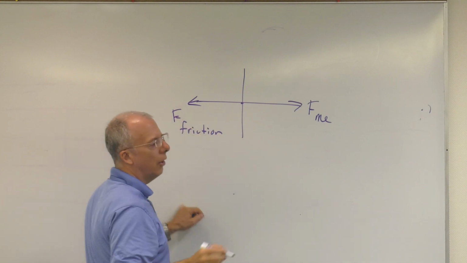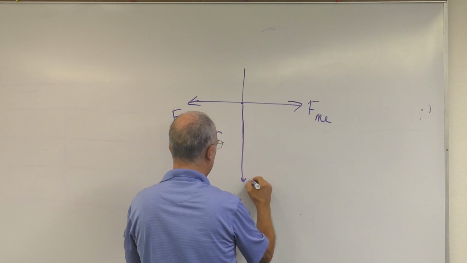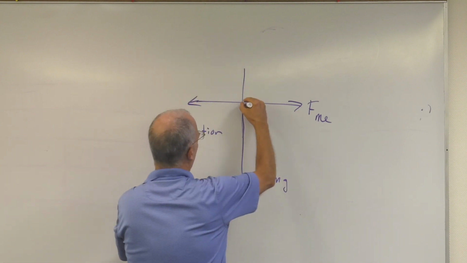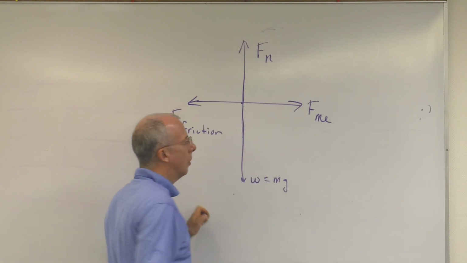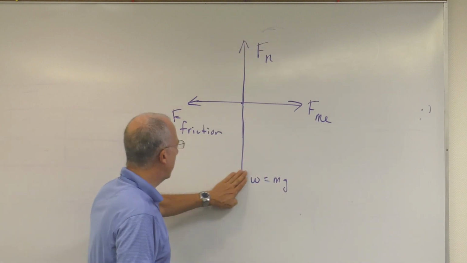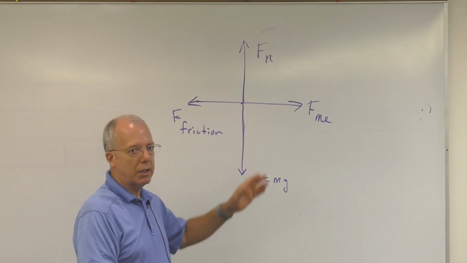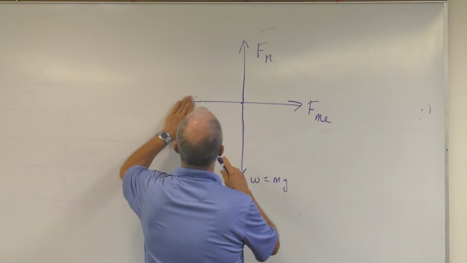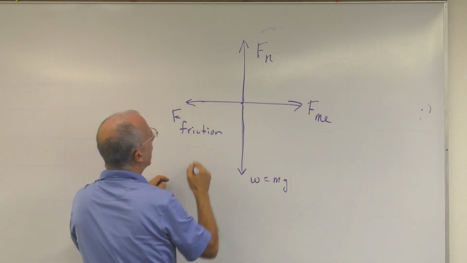Now, what else is there, though? Well, there's always weight, which is mg. And of course, there has to be the normal force, F sub n. So there you go. And by the way, I should tell you, I don't usually draw these things carefully. If I were to draw them carefully, here, let me draw them carefully. If I were to draw this really, really carefully, okay, look at it.